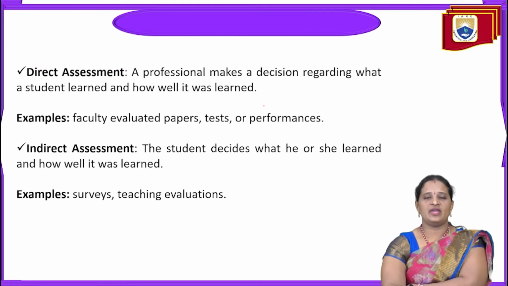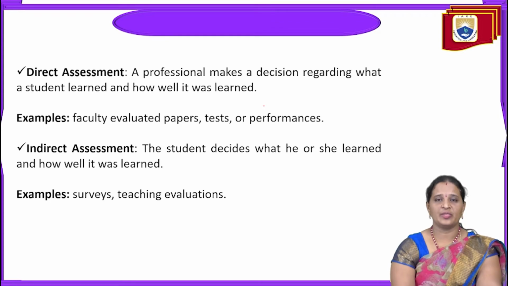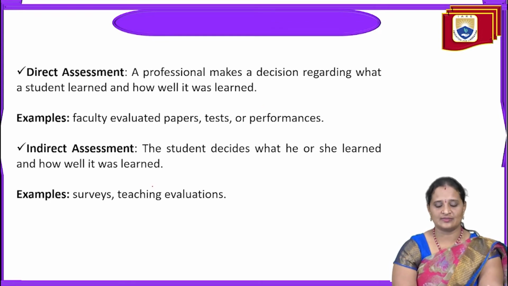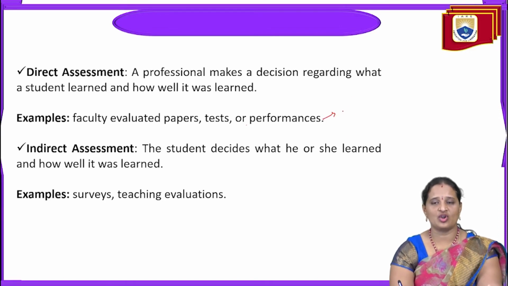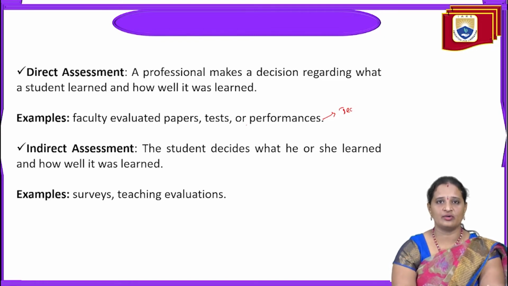So now we have two types of assessment I told you, that is direct assessment and indirect assessment. What is direct assessment? A professional makes a decision regarding what a student learned and how well it was learned. So that is done by the direct assessment. So the direct assessment examples, how the assessment is done directly. Example, faculty evaluated papers, tests, or performances. So the performances means even we can have some tech talk, that is technical talks, that is presentations, and even concept videos are also included here.